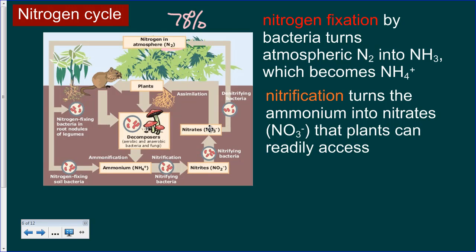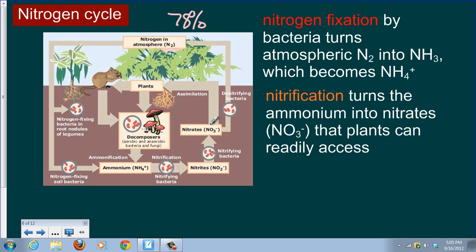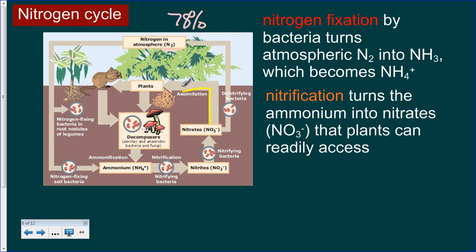So once it gets into nitrate form, that's when the plants can use it. And so that's when you see this next stage here in the path, this assimilation. This is when the plants can take it in. The roots of the plants are going to pull those nitrates in. They're going to use the nitrates to build all of their proteins, amino acids. They're going to use it in their DNA and all that stuff.